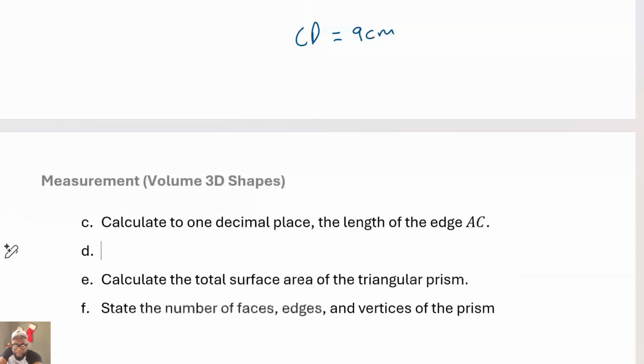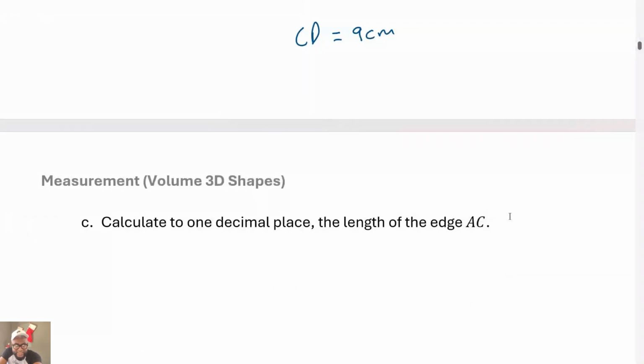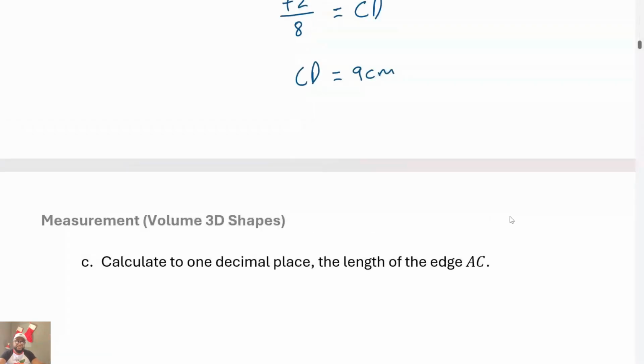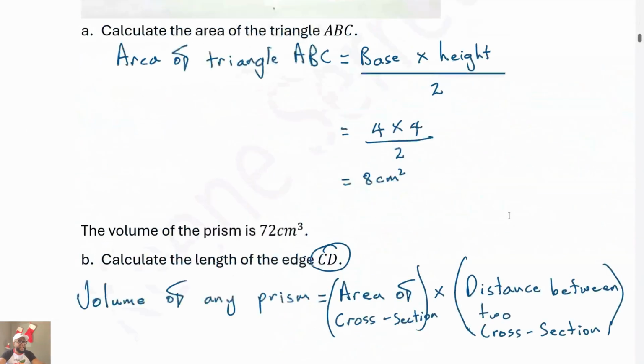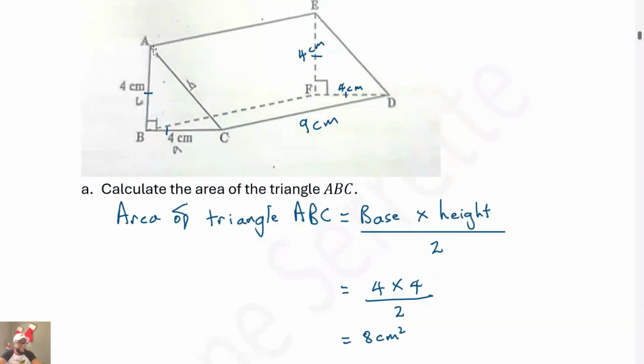Calculate to 1 decimal place the length of the edge AC. The children who came to the December classes should be very efficient in finding the length of AC. What kind of triangle is this, my children?